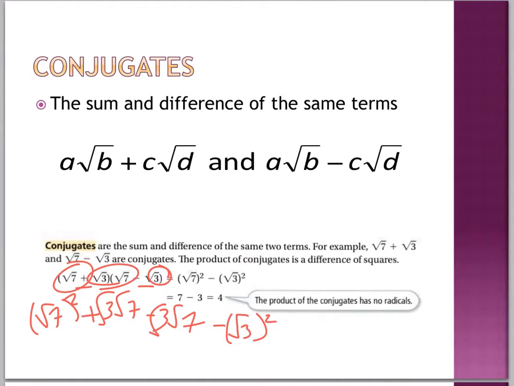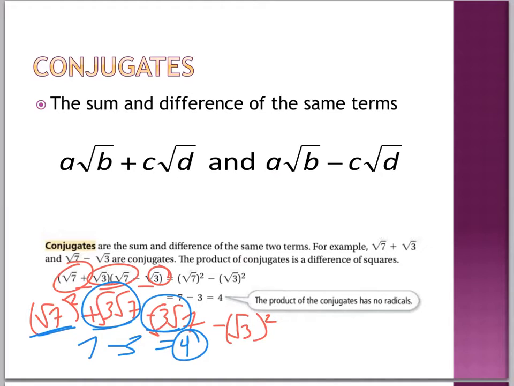And in the middle here, notice that these two are exactly the same, so they cancel. So you get square root of 7 squared, which is 7, minus the square root of 3 squared, which is 3. So 7 minus 3 is 4. So that's what conjugates do for you.